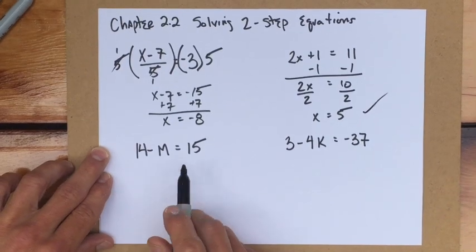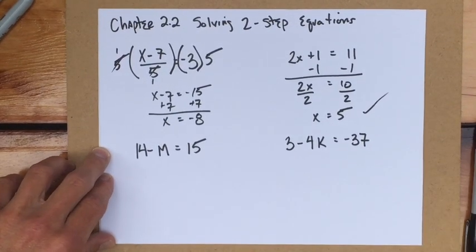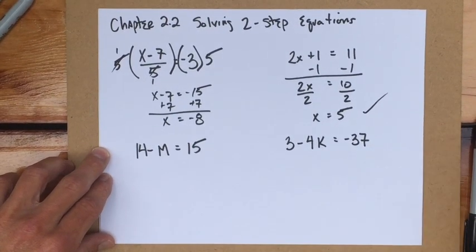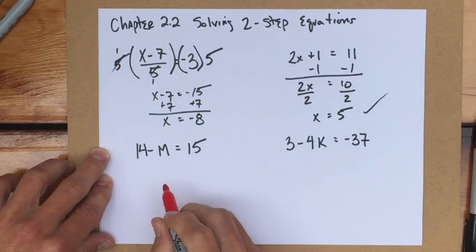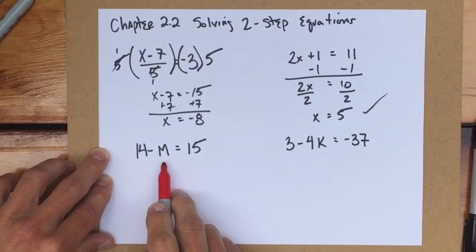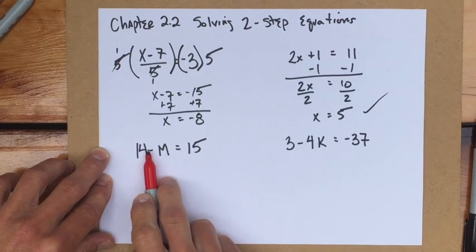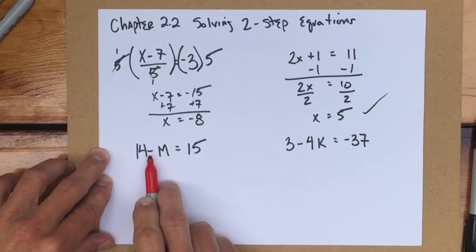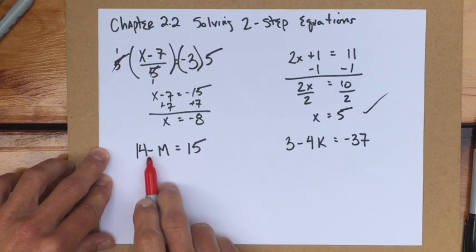Now, here's the one that I mentioned, and I'm going to switch colors on this because it's unique. Here's the one that doesn't look like a two-step equation, but it is. And here's why. I want to get m by itself, but you'll notice in this case there's a minus sign in front of that m. That minus sign causes many students issues.